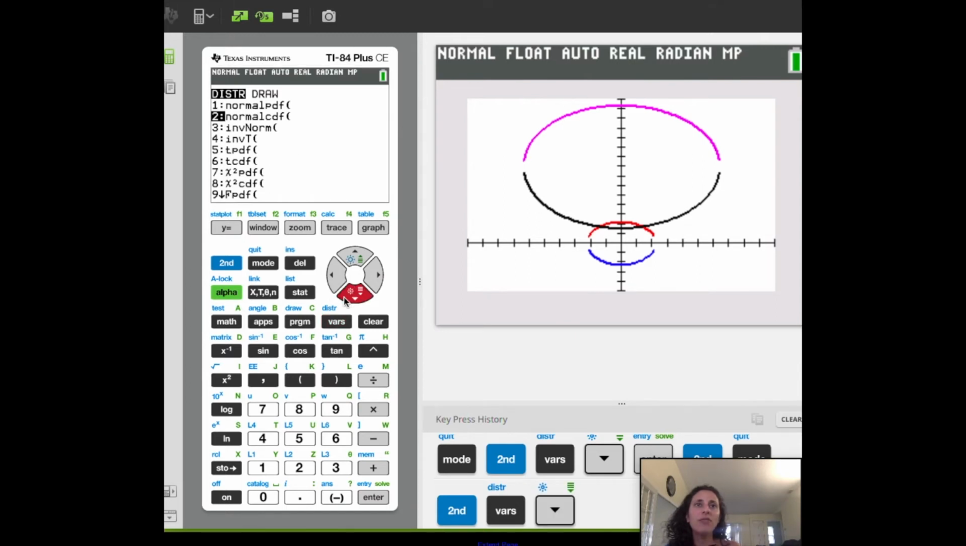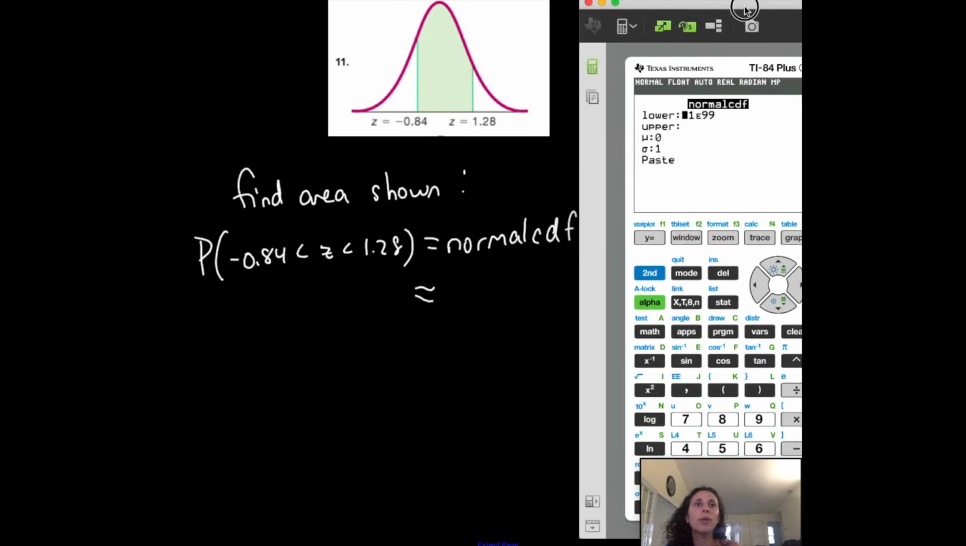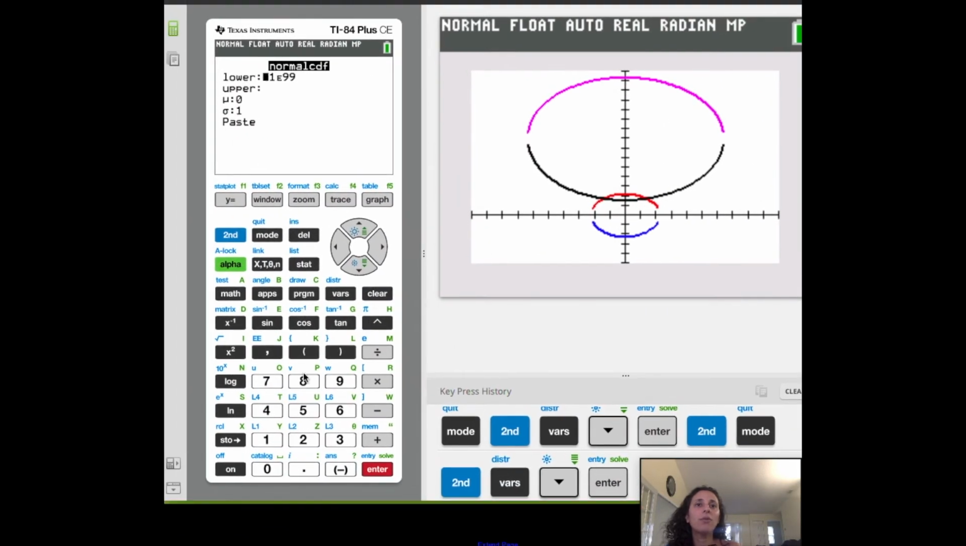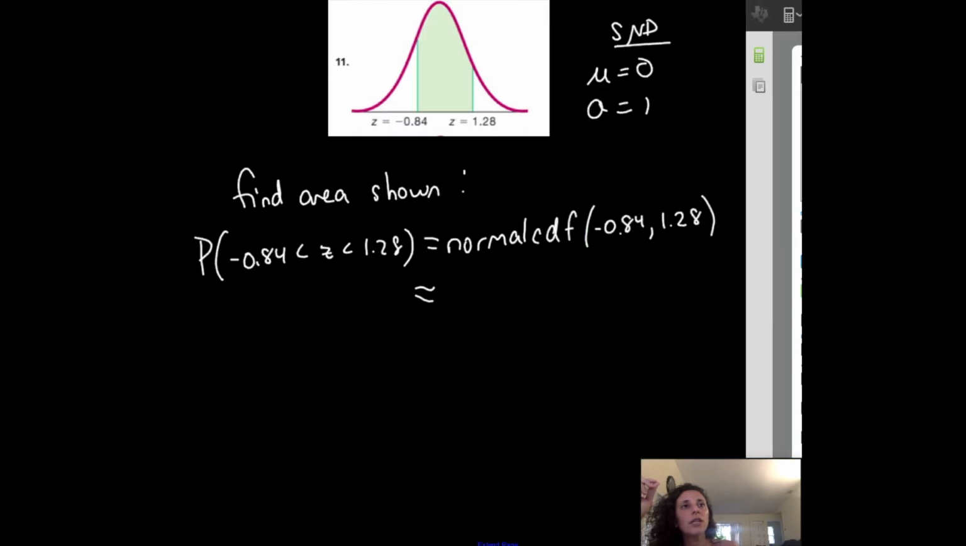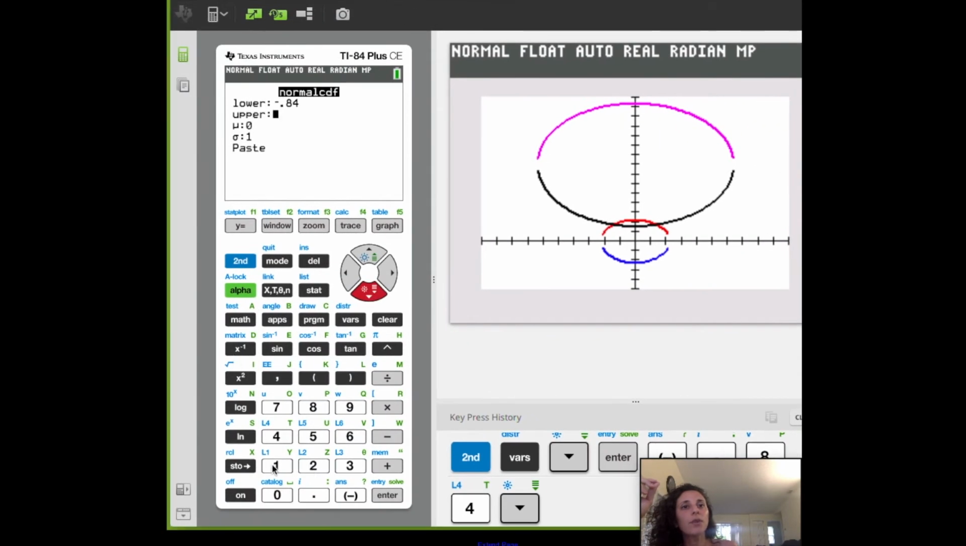I want normal CDF, enter. My lower bound, what was my lower bound? So my lower bound was negative 0.84. This is your negative sign, by the way. Do not use the subtraction for negative. I get students that do that every time and they get an error. Your calculator does not recognize this as negative. It recognizes it as subtraction, and it recognizes this as negative. Negative 0.84. My upper bound is 1.28. I don't have to change the mean or the standard deviation because that's already there.